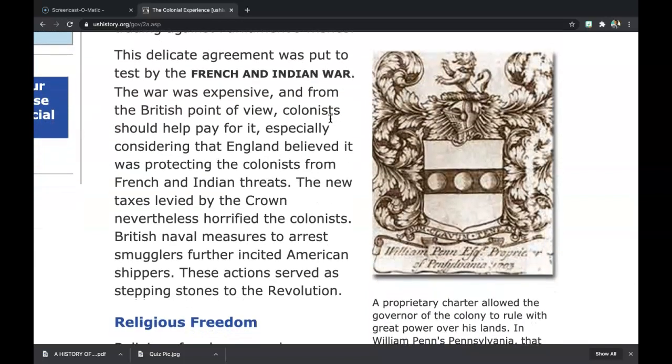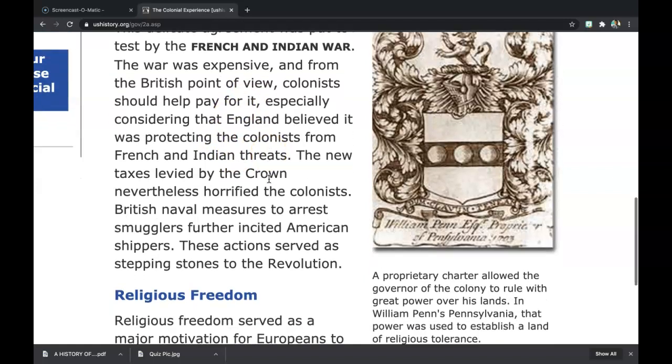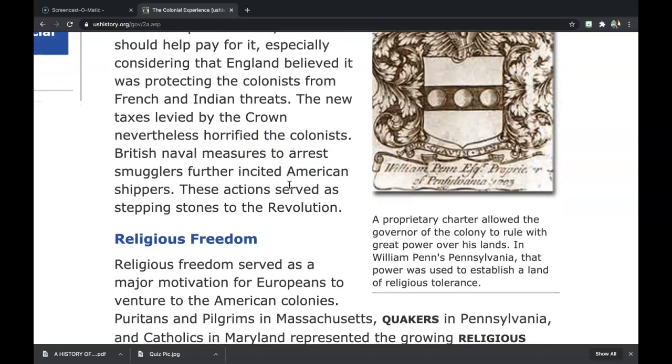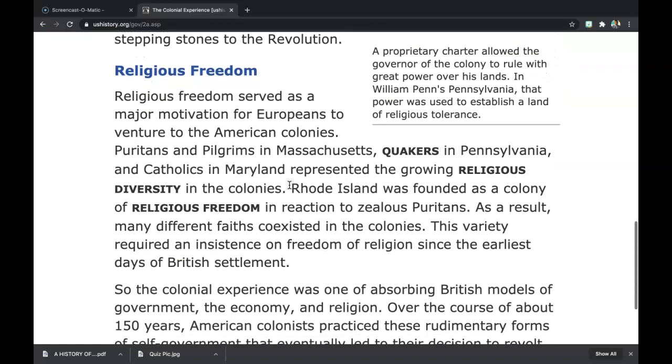This delicate agreement was put to the test by the French and Indian War. The war was expensive, and from the British point of view, colonists should help pay for it, especially considering that England believed they were protecting the colonists from French and Indian threats. The new taxes levied by the Crown nevertheless horrified the colonists. British naval measures to arrest smugglers further incited American shippers. These actions served as stepping stones to the Revolution.